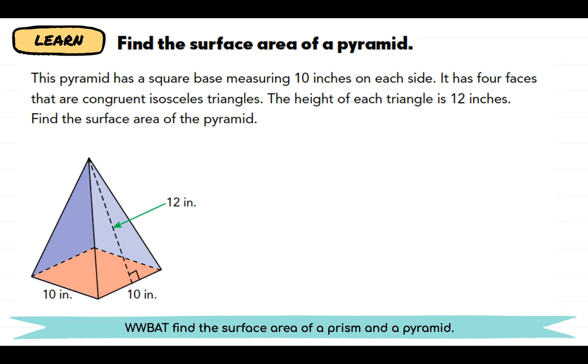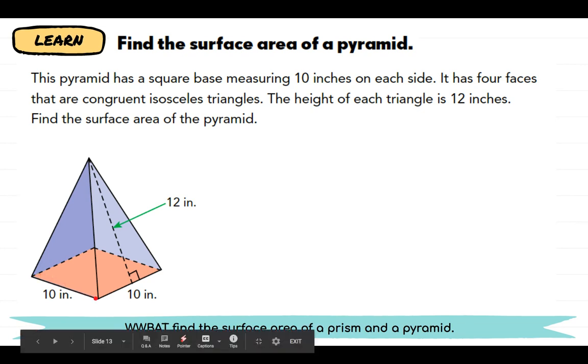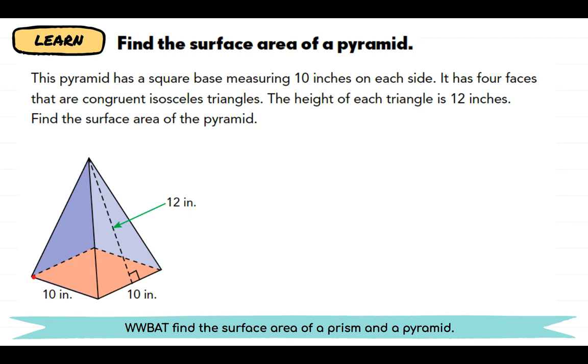Now feel free to take a deep breath before we continue with finding the surface area of a pyramid. This pyramid has a square base measuring 10 inches on each side. So this side is 10 inches, this side also 10 inches, and because it's a square, all sides are equal.